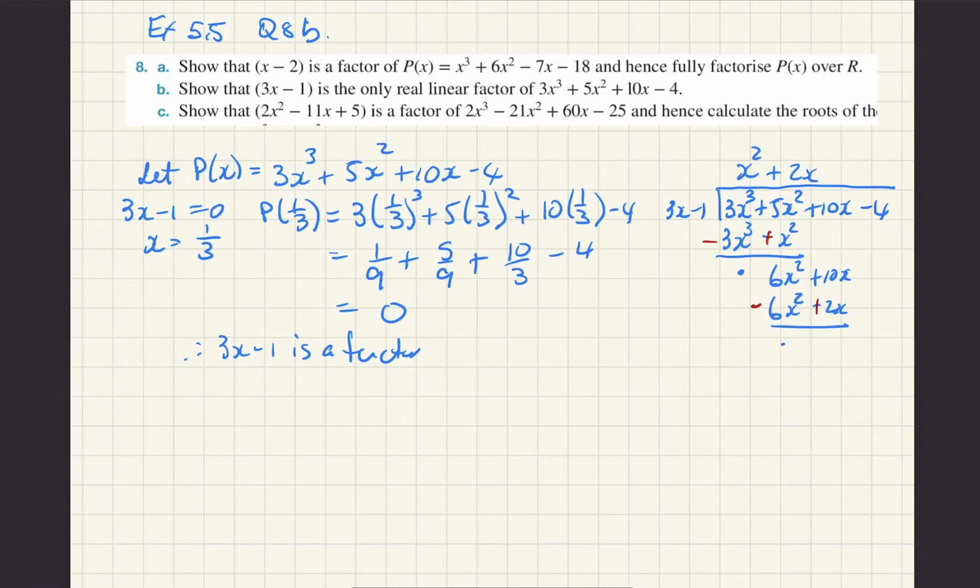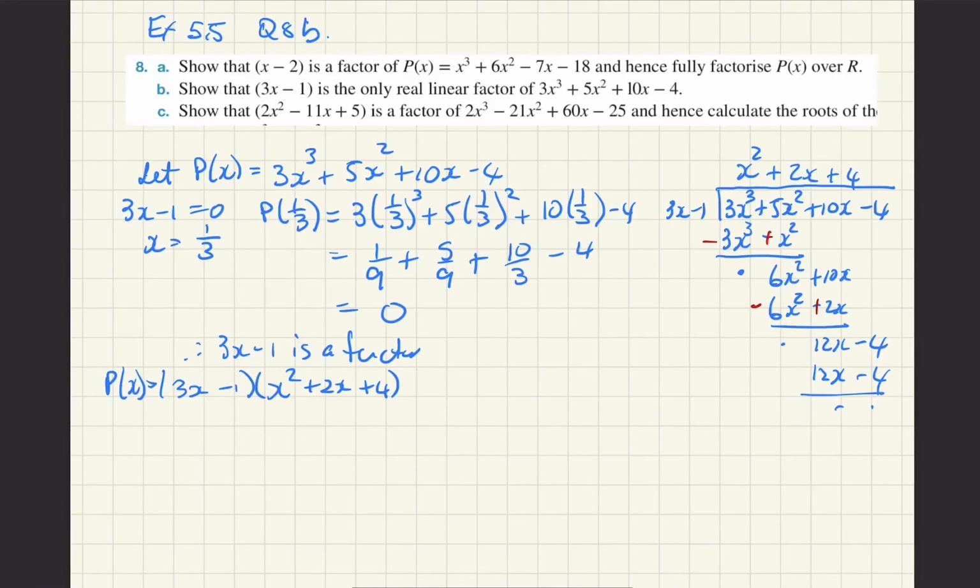6x squared take away 6x squared is nothing. 10x plus 2x is 12x minus 4. 3x goes into 12x plus 4 times. 4 times 3x is 12x, 4 times negative 1 is minus 4, subtract, and we get 0. So I know that 3x minus 1 multiplied by x squared plus 2x plus 4 is the same as p(x).